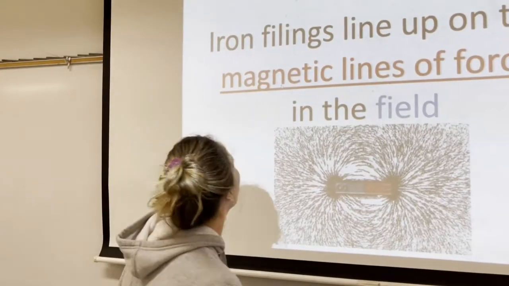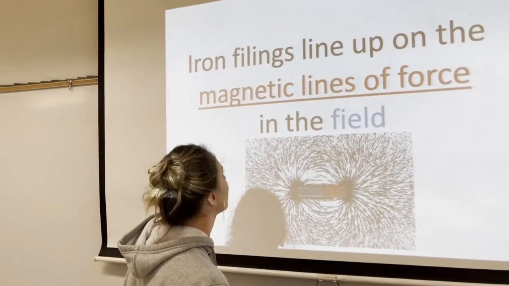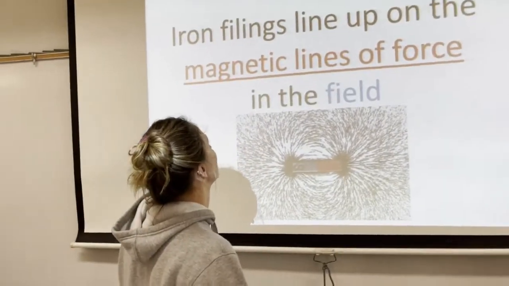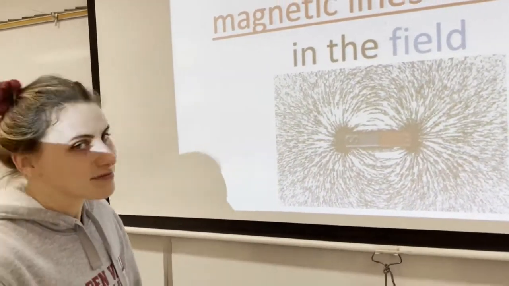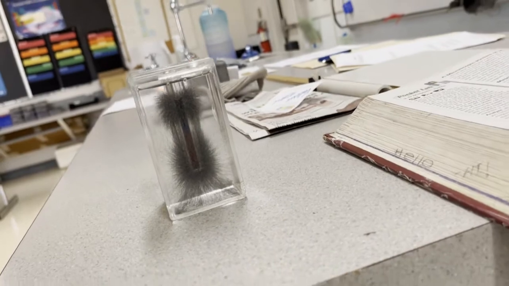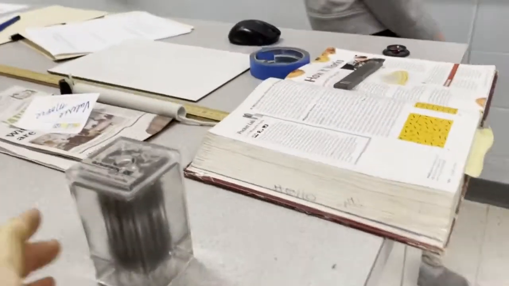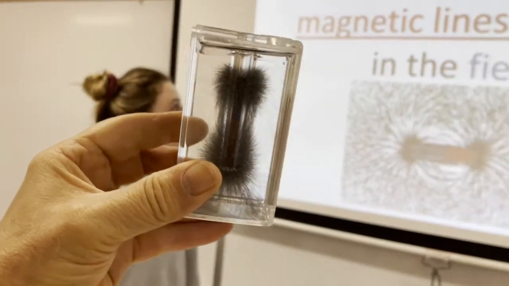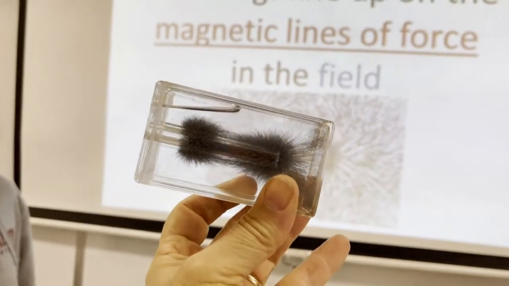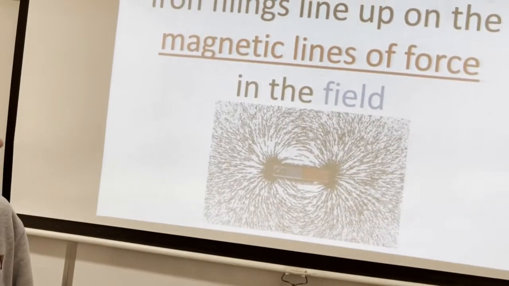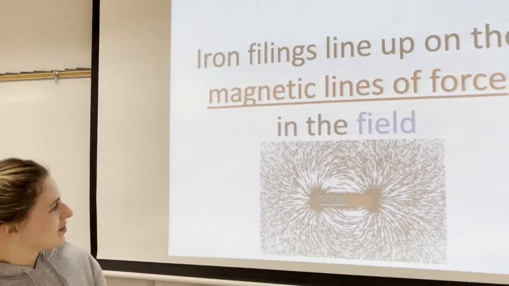Okay, so iron filings line up on the magnetic lines of force in the field. This pattern that we see is made up of lines, and they're called magnetic lines of force. Look at that. That's what we've got going on here. What did it look like on the video? Good, nice, it's showing up. So you can see all the field lines on there. And then of course, here's a visual.